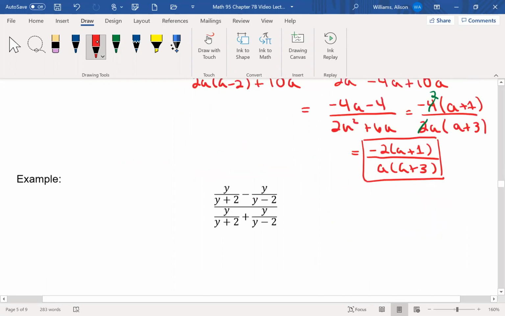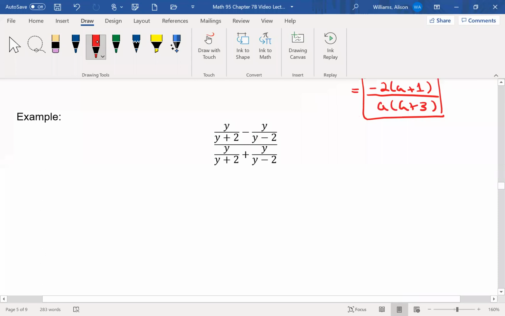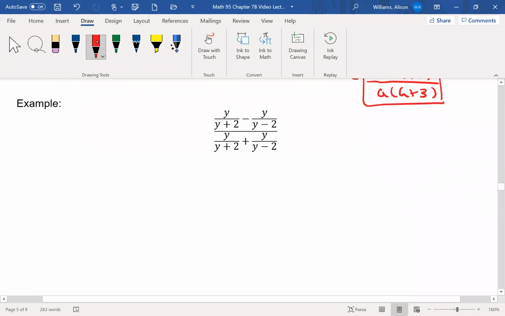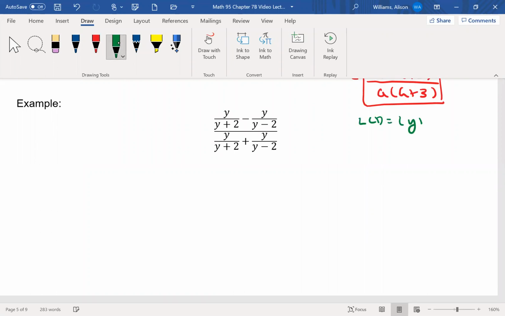Okay, next one here. For this one, we see two different denominators, so both of them are going to need to be included in the LCD. The LCD on this one is y plus 2 and y minus 2, and I'm going to multiply everything by y plus 2, y minus 2.